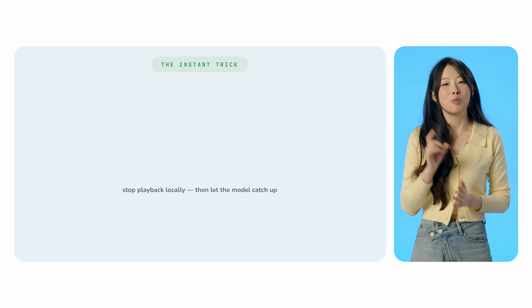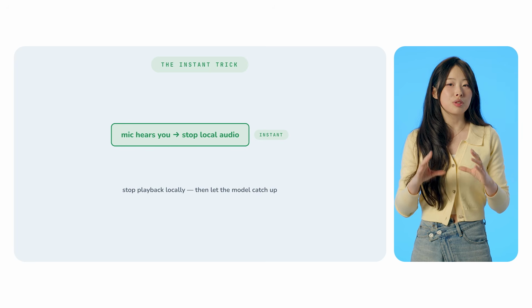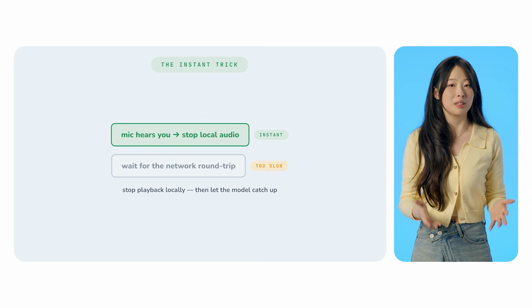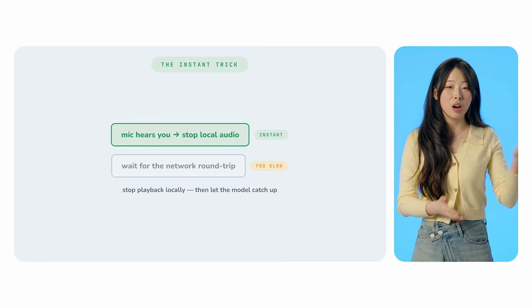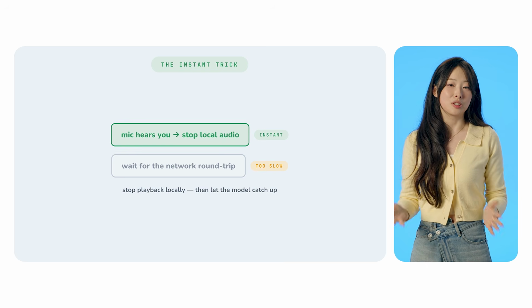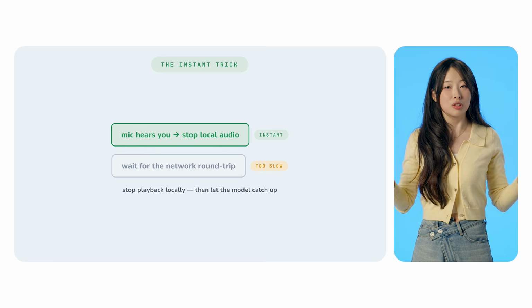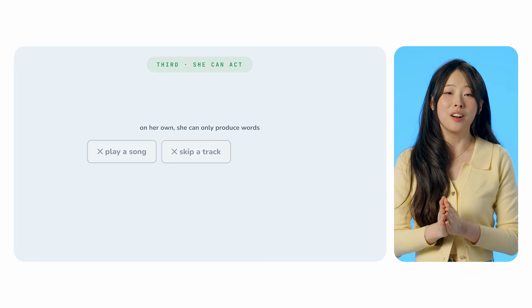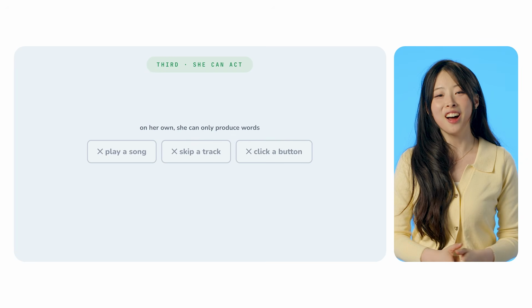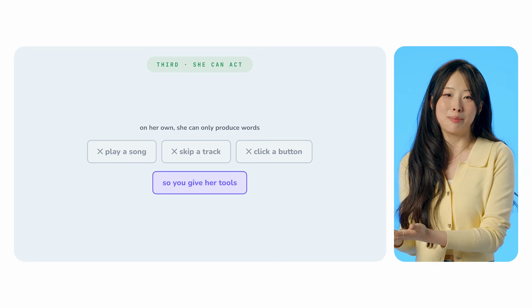But there is one detail that makes it feel instant. Your app should also stop the local audio as soon as the microphone hears you. Do not wait for the signal to cross the network. Stop playback locally. Then let the model catch up. And that is what makes interruption feel natural. Third, she can do things. On its own, the model can only produce words. It cannot play a song. It cannot skip a track. It cannot click a button.